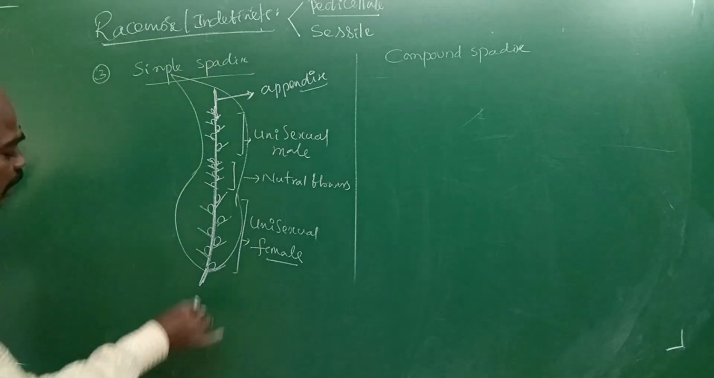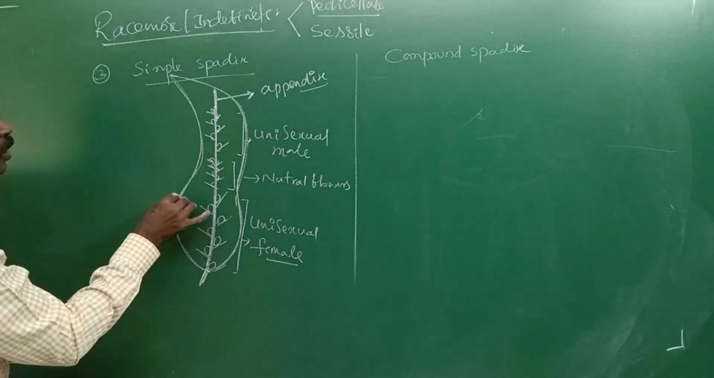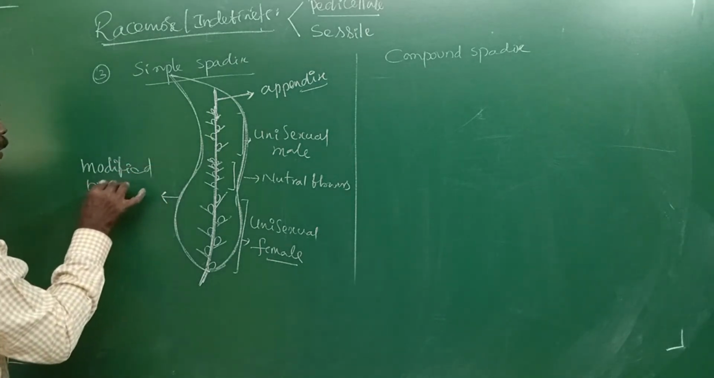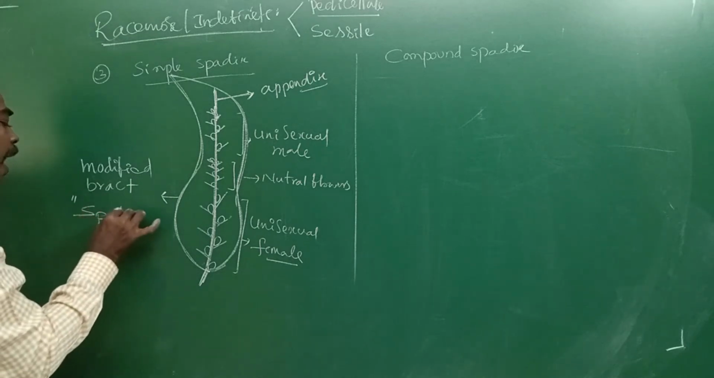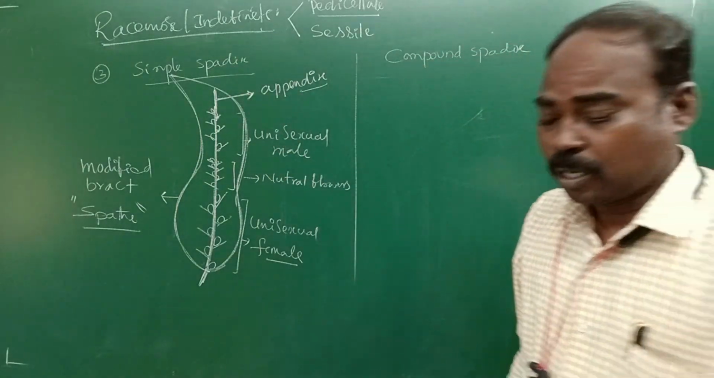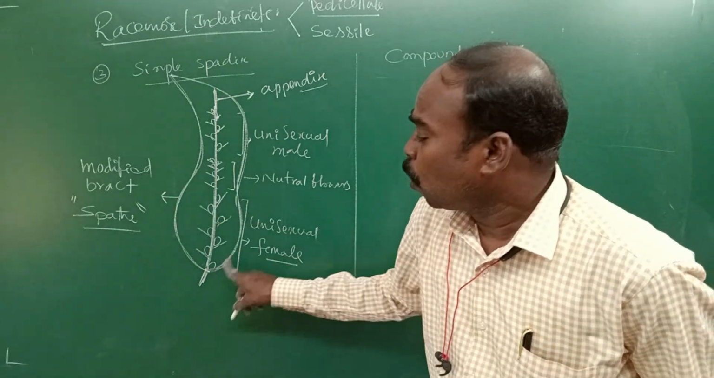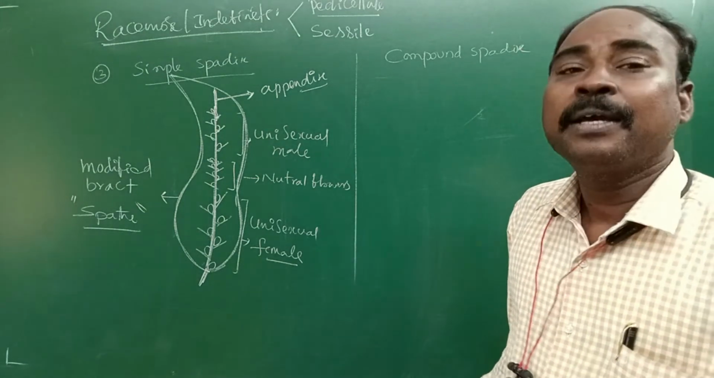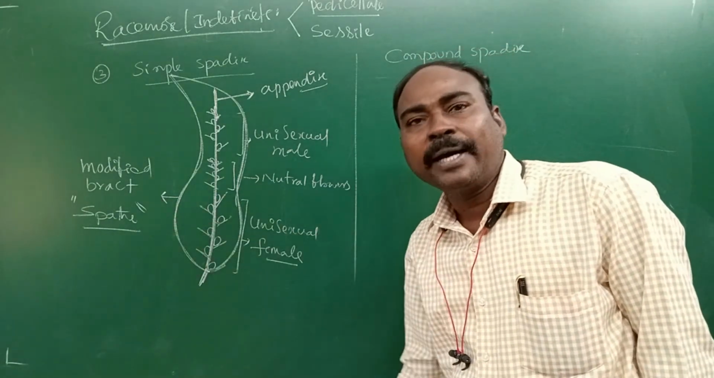The whole inflorescence is covered by a modified bract. This is a modified bract. One of the bracts is modified and forms a sheath. That covering sheath is called spathe. This is the important characteristic feature of spadix inflorescence: formation of spathe. What is spathe? A modified bract which covers the entire inflorescence is called spathe.